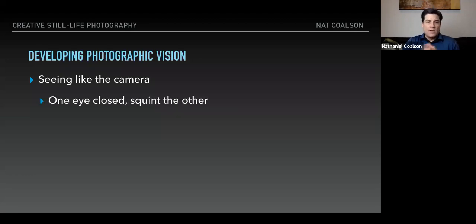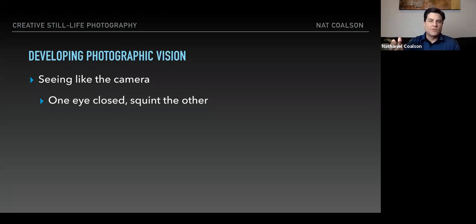So one really strong way to start seeing like the camera is to close one eye, or just cover your eye with your hand, and then slightly squint the other eye. By doing this, you're taking out your depth perception from your two eyes and seeing more like a camera lens. And by squinting the other eye, you actually are reducing the contrast in the scene.